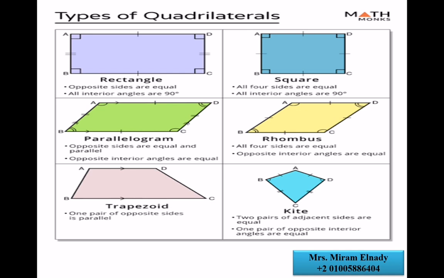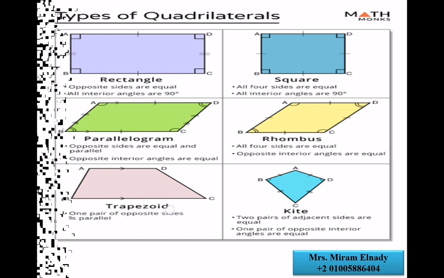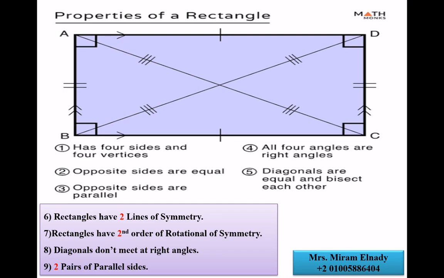What about the kite? Two pairs of adjacent sides are equal. Adjacent means they are touching each other, here at point A. So the line segment BA and the line segment DA are equal. And also the other two line segments that are meeting at point C, DC and BC, are equal, and one pair of opposite interior angles are equal also. And remember, the kite has one line of symmetry. We will learn more about lines of symmetry for each quadrilateral, starting with the rectangle.